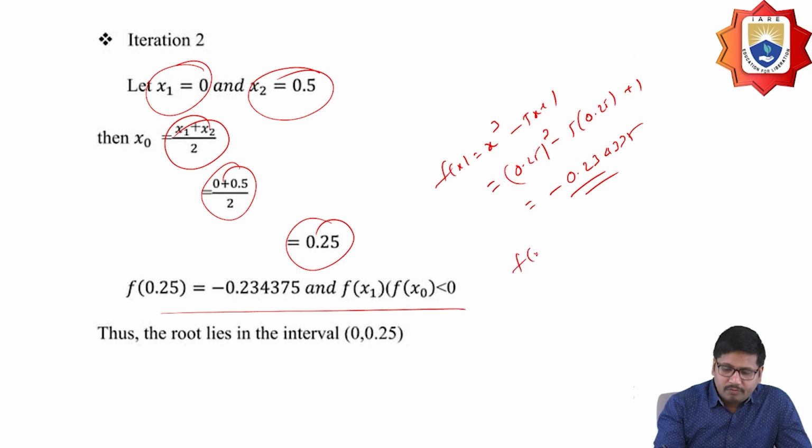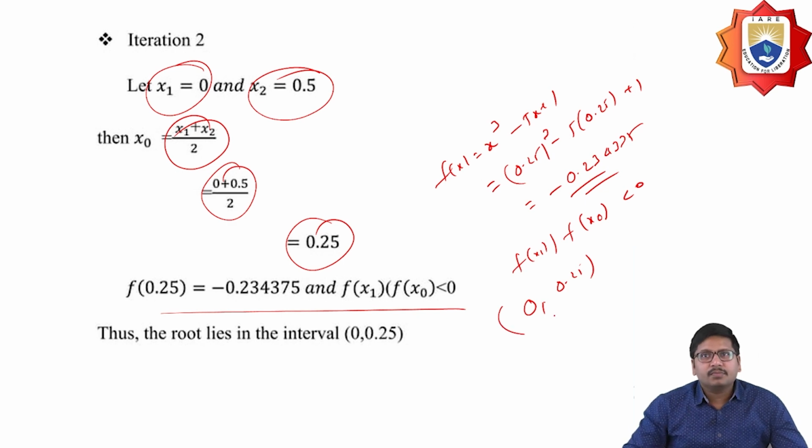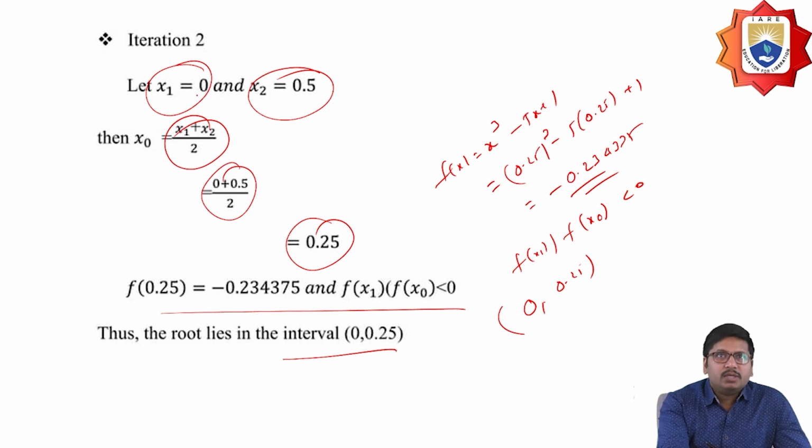So that means f of x1 and f of x naught is less than 0. That means the root is going to lie in between 0 and 0.25. Okay, that is the answer. So in iteration 2, if I have x1 equal to 0 and x2 equal to 0.25, I calculate the x naught, that should be x1 plus x2 by 2.